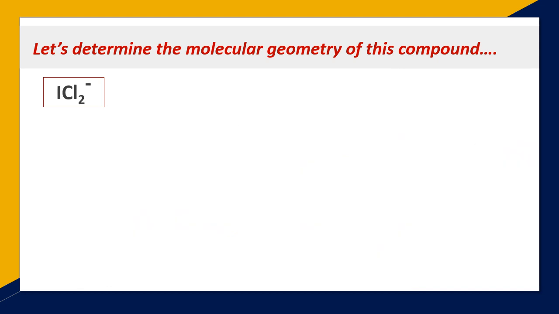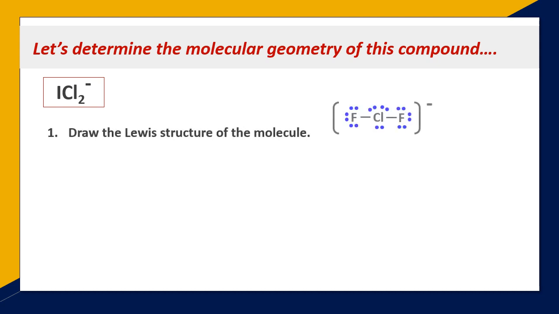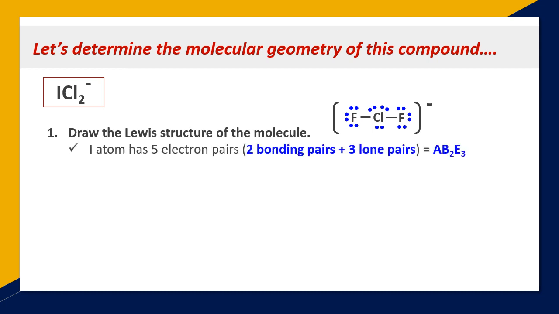Now, let's try the ICl2- ion. First, draw the Lewis structure for the molecule. From the Lewis structure, we can identify that the iodine atom is surrounded by 5 electron pairs. 2 of the electron pairs are bonding pairs and 3 are lone pairs. All the electron pairs are arranged in a trigonal bipyramidal.